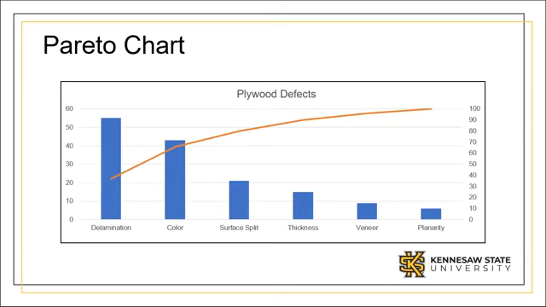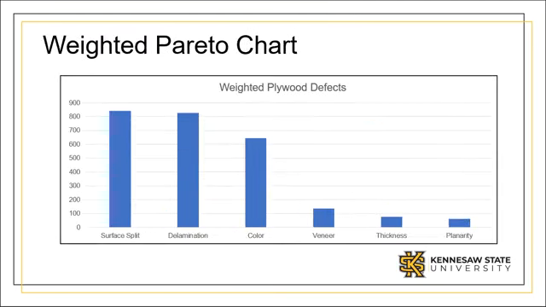Pareto charts can sometimes be misleading. The chart here is generated where each defect carries the same weight. Criticality is this may be a safety concern or a quality issue. We can address this issue by a weighted Pareto chart. In this case, each frequency is multiplied by a criticality factor.